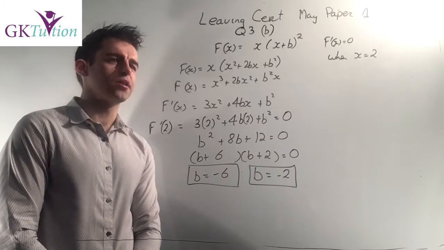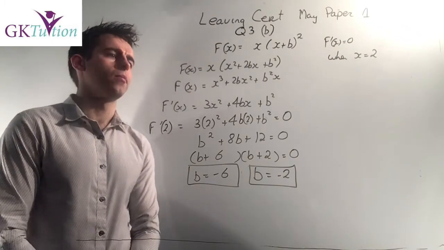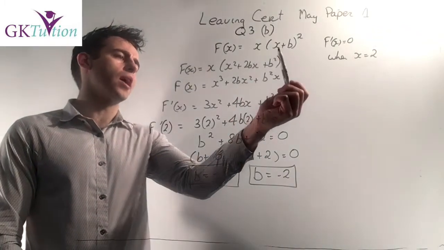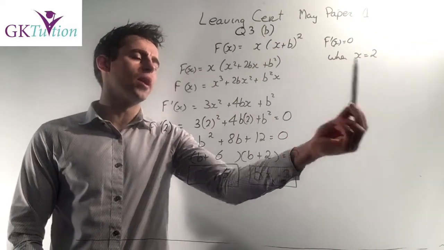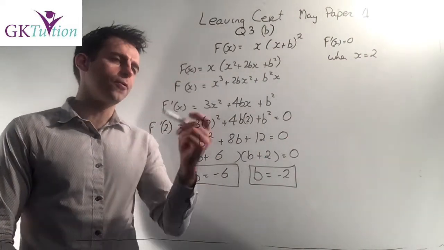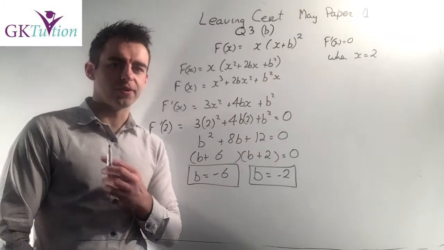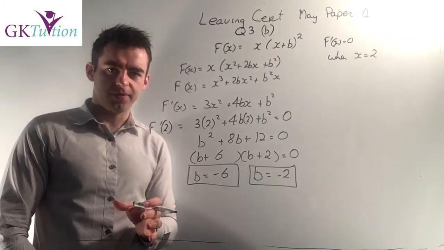Okay, we have 10 marks going for question 3, part B. We're given the function x times (x plus b) squared. We're told that the derivative is equal to 0 when x equals 2. So the first thing you should do is just multiply this out. Always try and simplify it first.